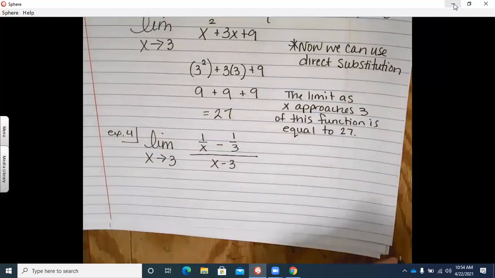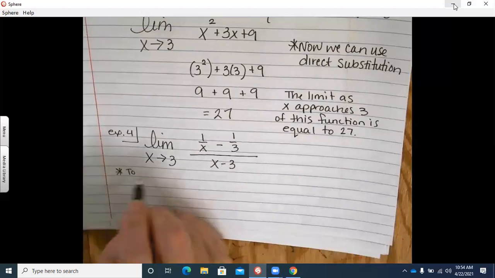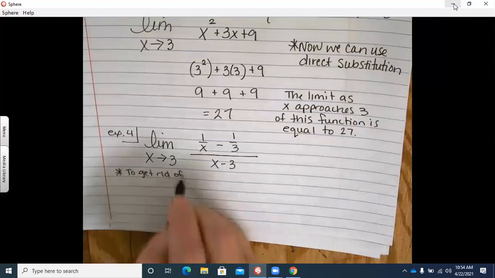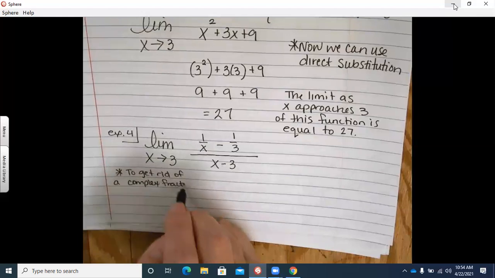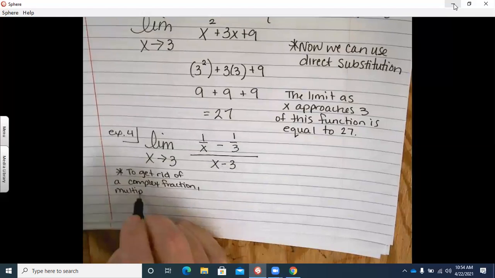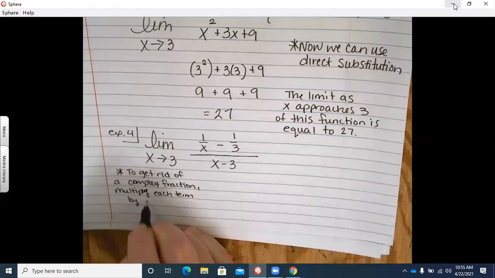We don't want a fraction within a fraction. So do y'all remember what to do? Multiply everything by the LCD. So to get rid of a complex fraction, multiply each term by the LCD.